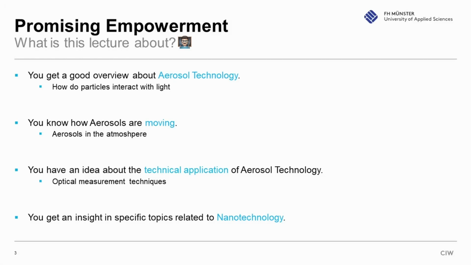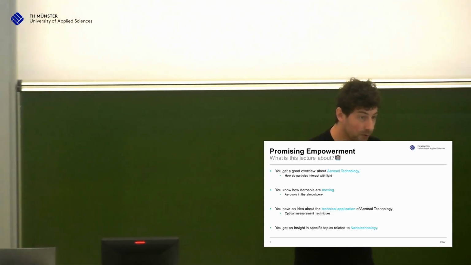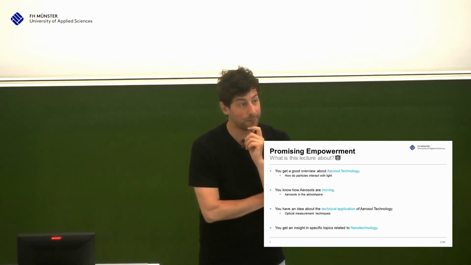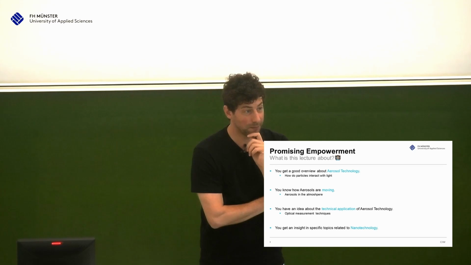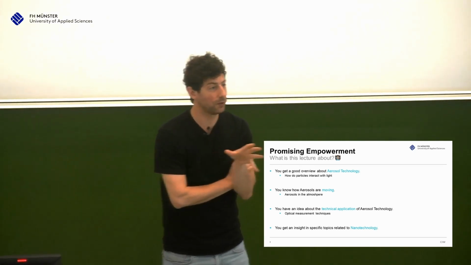So just to talk again about what you should learn in the lecture. As you know, I want you to get a good overview about aerosol technology, and there I want to show you how particles interact with light and why it is important that particles interact with light. Actually, in the first lecture, we talked about planetary boundaries, right? Do you remember? What was the relation of planetary boundaries to aerosol technology?